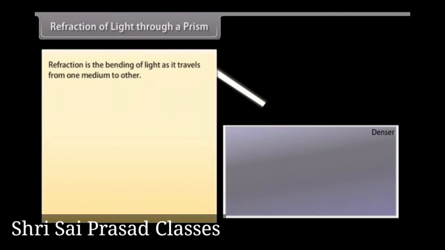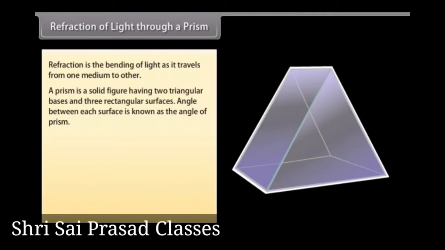Refraction is the bending of light as it travels from one medium to another. In this section, we shall discuss the phenomenon of refraction by a glass prism. A prism is a solid figure having 2 triangular bases and 3 rectangular surfaces. The angle between each surface is known as the angle of prism.